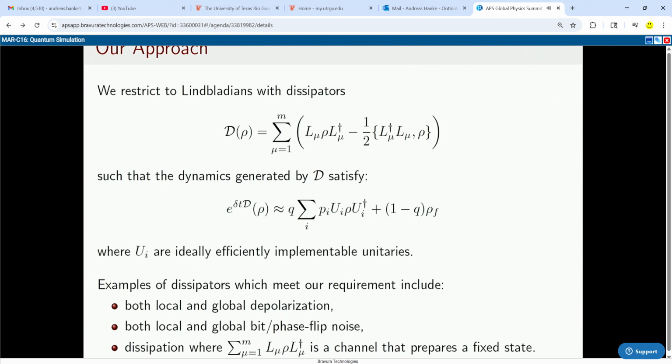One caveat of our algorithm is we've restricted the algorithm to simulate Lindbladians where the dissipator itself generates a quantum channel for a small time delta t that's approximately a probabilistic mixture of unitary operations as well as fixed state preparation. And ideally, these unitaries are efficiently implementable. Even though our model is restrictive, there are dissipators that fit our requirements, such as both global and local depolarization, as well as dissipation where these jump operators generate a CP map that prepares a fixed state.